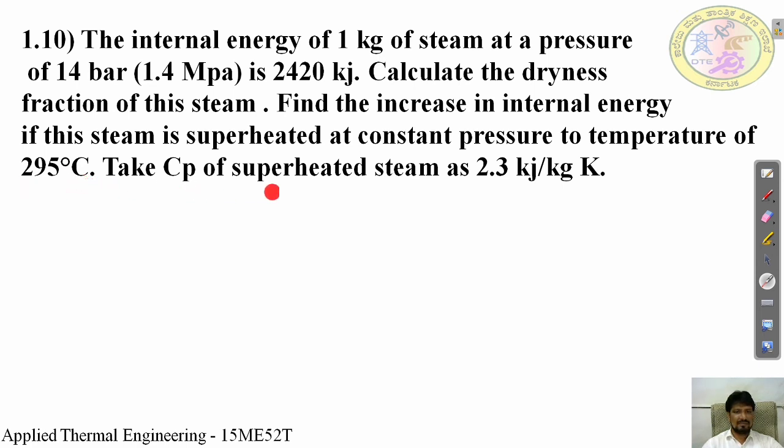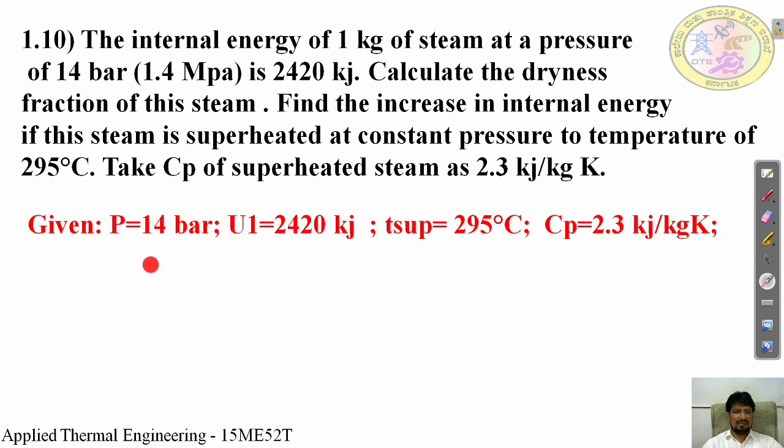Take Cp of superheated steam as 2.3 kilojoules per kg Kelvin. So in this problem, the pressure is given, that is 14 bar, internal energy is given 2420, and superheated temperature is given, and Cp value is also given 2.3 kilojoules per kg Kelvin. So from the steam table, corresponding to a pressure of 14 bar, note down the values.